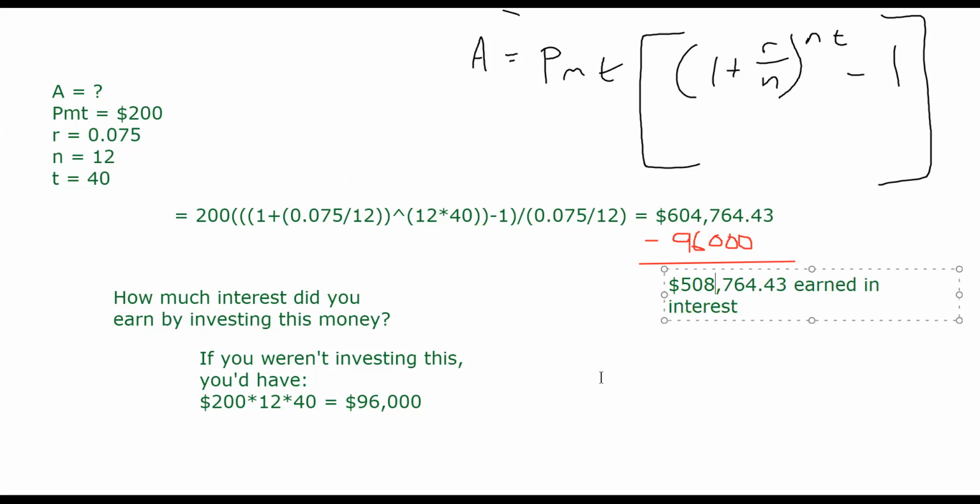508. Yeah. So your money earned over $500,000 just in interest by being invested. That is wild. So you should definitely be investing.